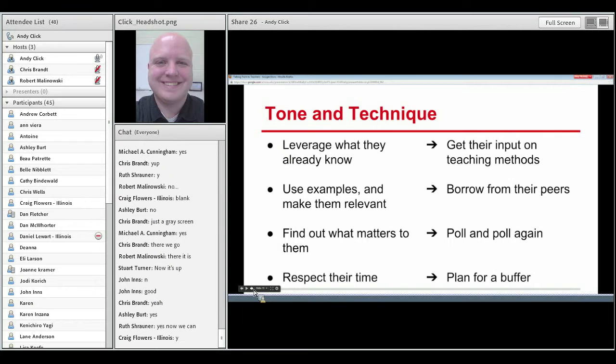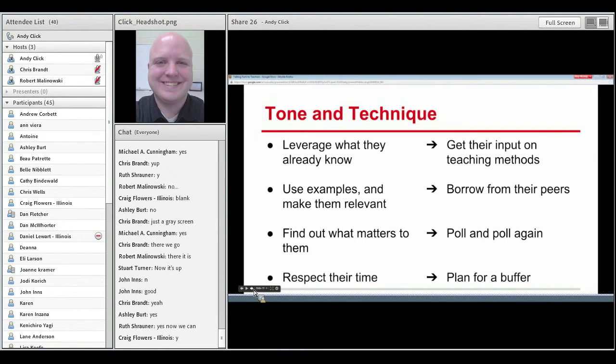Find out what matters to them. Be the Lord of all you survey. Poll them again, get their input, find out what topics they'd like to know about. There are always going to be workshops and trainings that you give them that you know are going to be necessary, but also find out from them what they're interested in. They may surprise you in some of the breadth they might come with in terms of their interests.